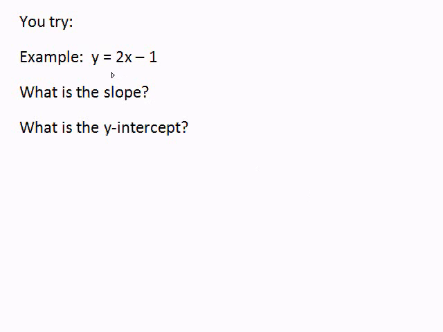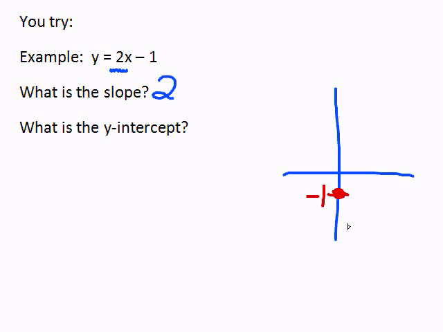Okay, the slope. The slope is the number times the x, so your slope is 2. What about the y-intercept? Well, if we had a graph, the y-intercept would be where the graph crossed the y-axis. It's going to cross the y-axis at -1. If you remember in a previous clip, I told you that the y-intercept was a point.